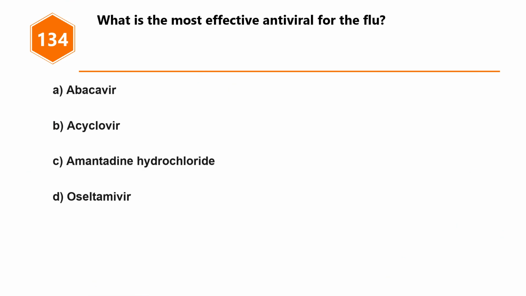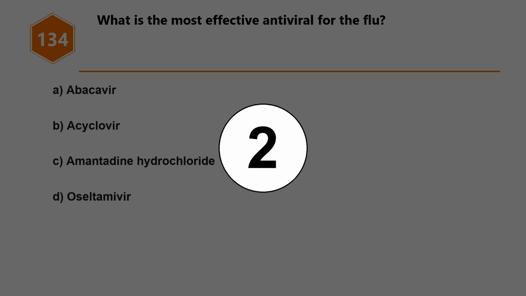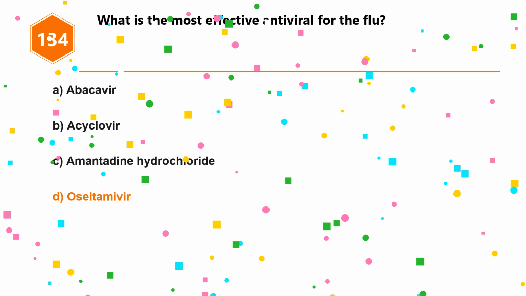Question 134. What is the most effective antiviral for the flu? Option A, abacavir. Option B, acyclovir. Option C, amantadine hydrochloride. Option D, oseltamivir. The correct answer is option D, oseltamivir.